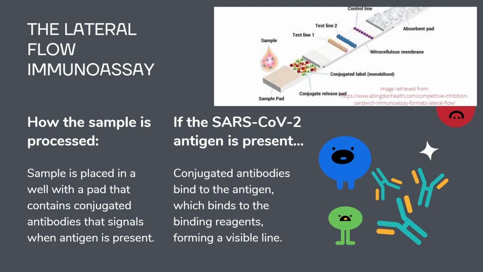The sample is placed in a well in the device, in which the bottom of the well contains a conjugate pad that contains conjugated antibodies, which are antibodies with a molecule attached that would create a signal when the target is present. If the SARS-CoV-2 antigen is present, the conjugated antibodies would bind to it, forming a complex that moves along the device. As this occurs, the complex eventually reaches the test line to which the complex binds to binding reagents, resulting in the formation of a visibly detectable line.